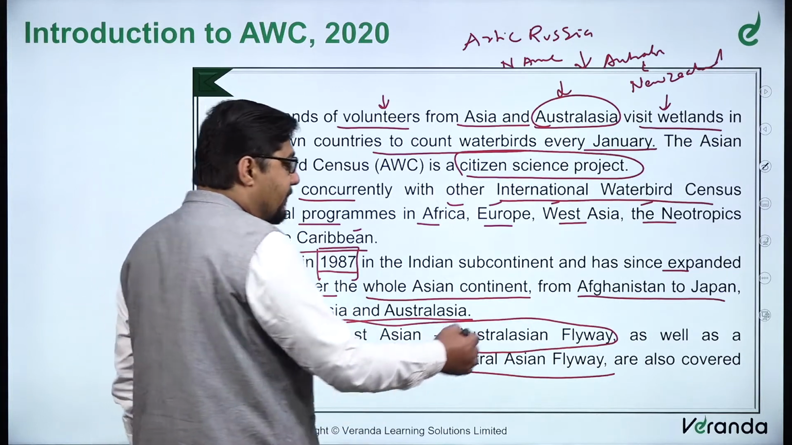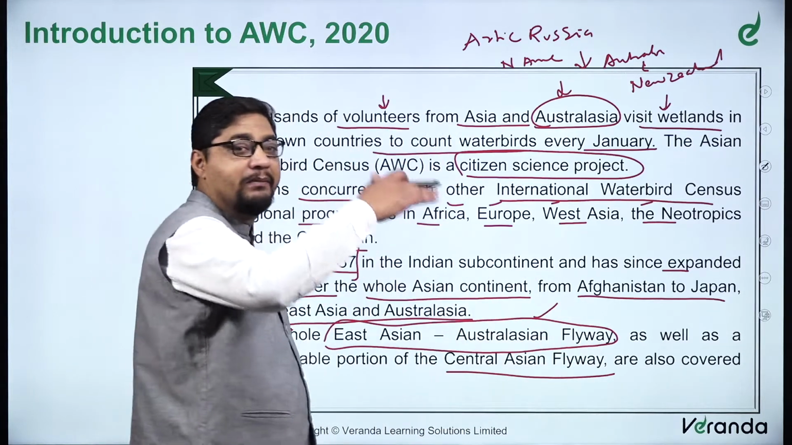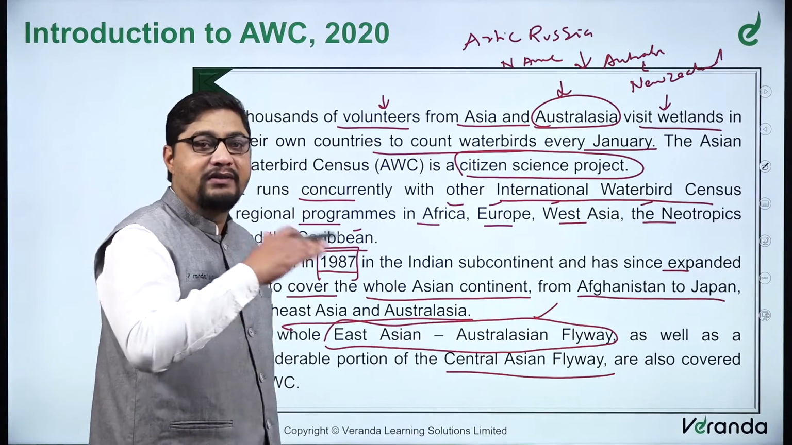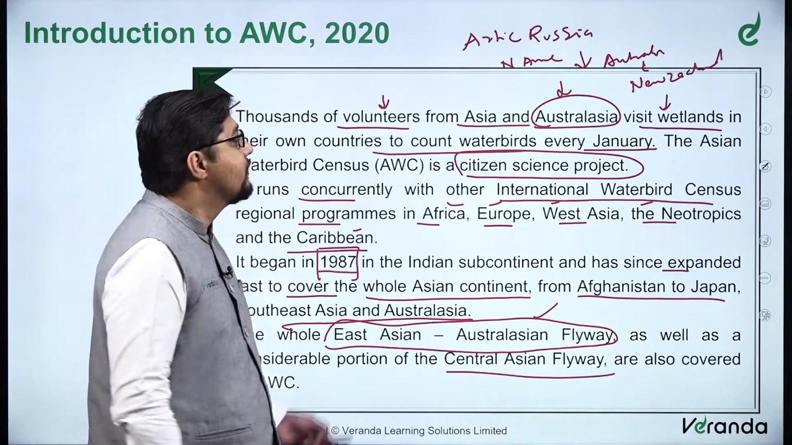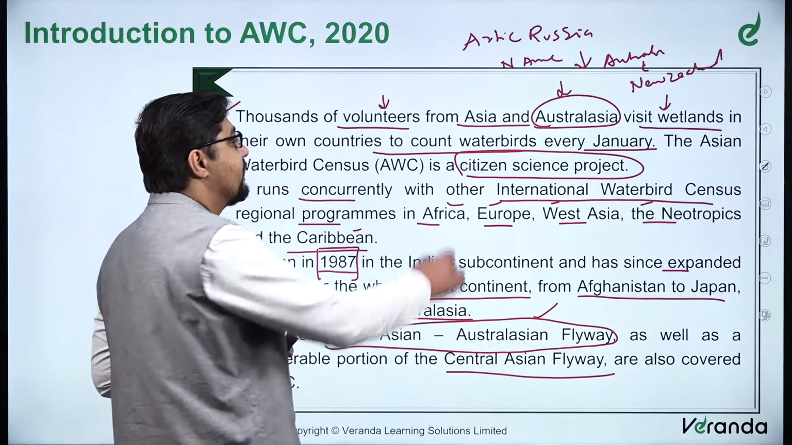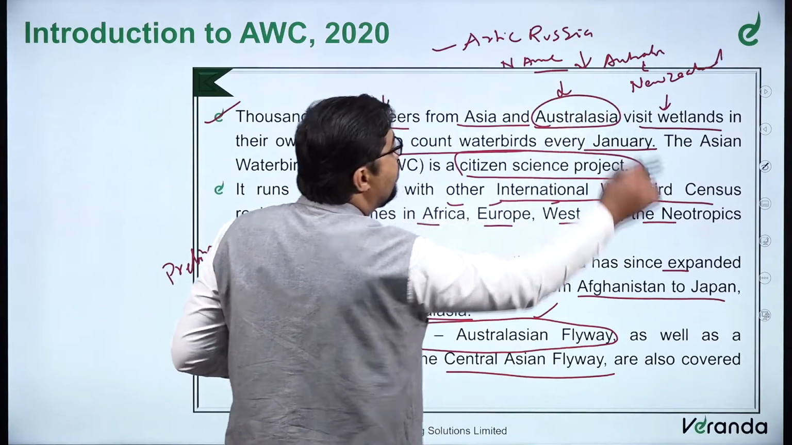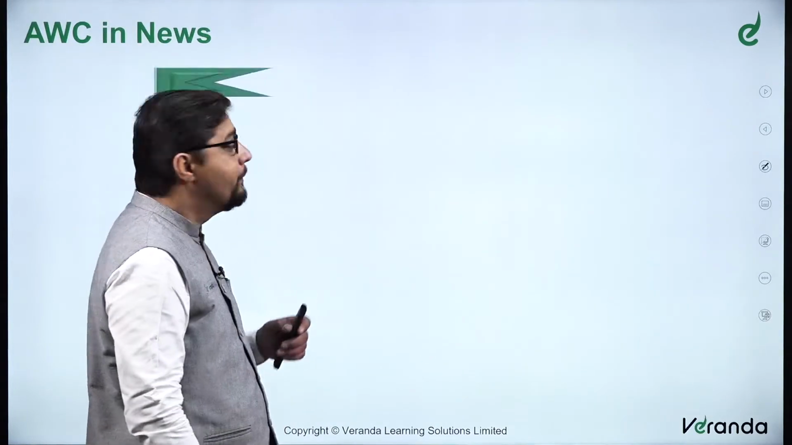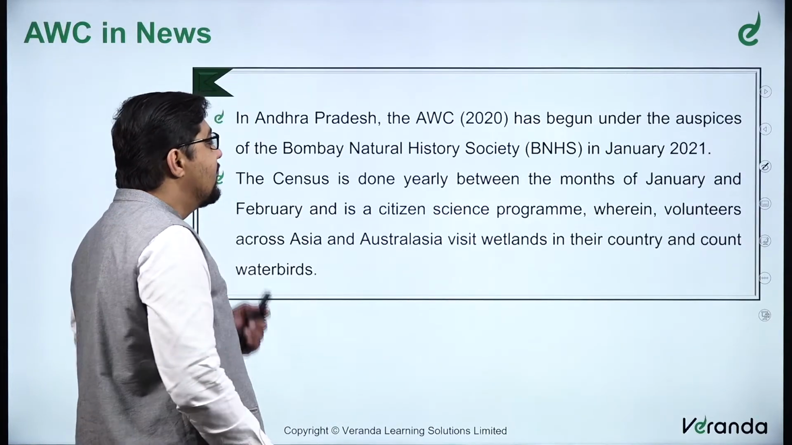So these flyways are basically the paths which birds have established since many years. So they will continue that path every year. So that is about the East Asian Australian flyway, which extends from Arctic Russia to Australia, New Zealand. And further, why it was in news. Now it was in news, that's why we are studying.